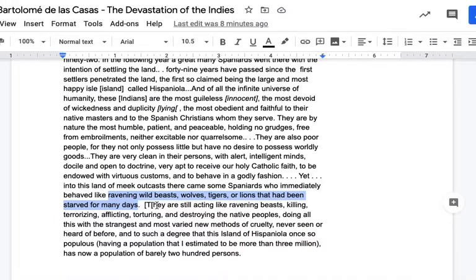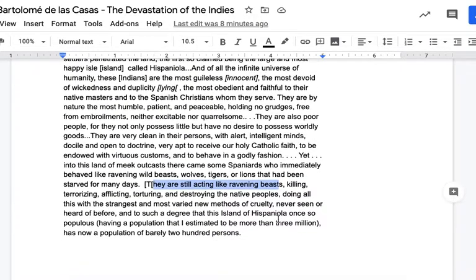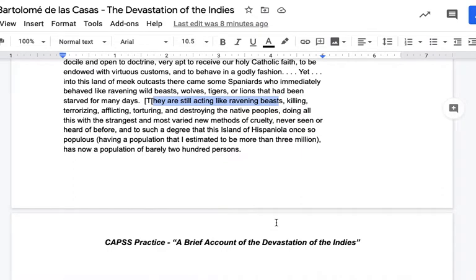They, and by this he means the Spaniards, are still acting like ravening beasts, killing, terrorizing, afflicting, torturing, and destroying the native peoples, doing all this with the strangest and most varied new methods of cruelty never seen or heard of before, and to such a degree that this island, once having a population of more than 3 million, has now a population of barely 200 persons. Whoa! So, like, the whole point of this passage is contrast between the Indians, who are like these peaceful, good people, and the Spaniards, who are like wild beasts who've killed millions of the natives.